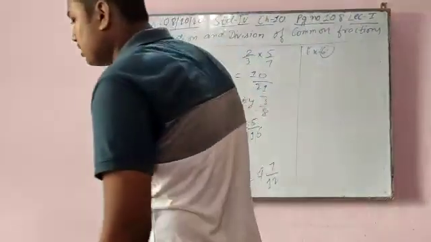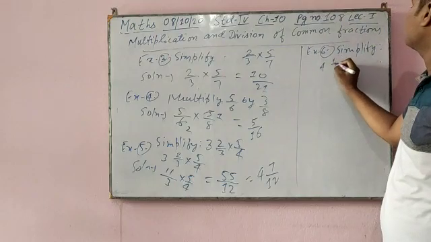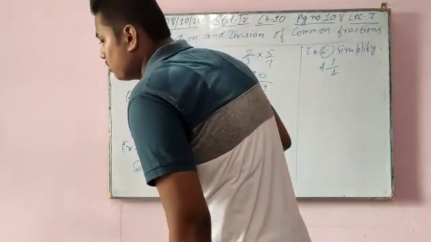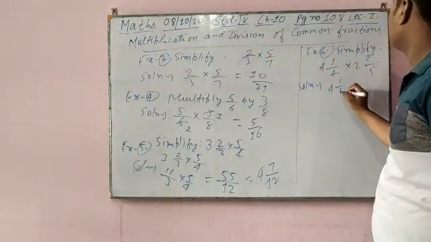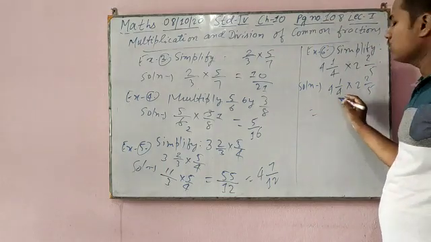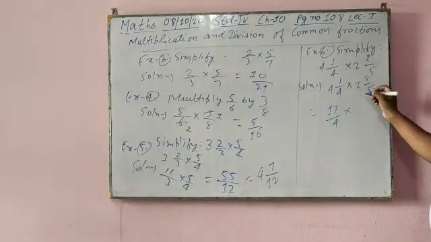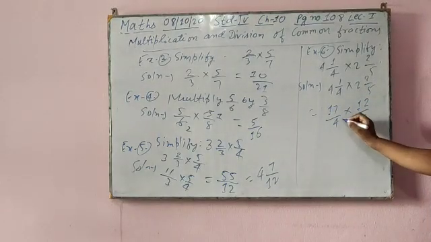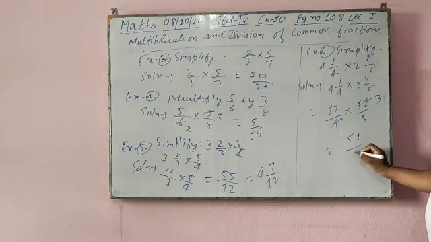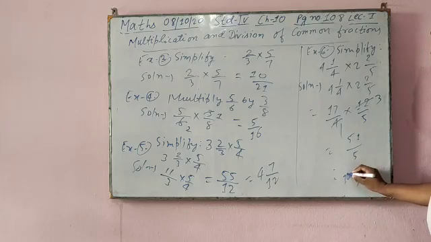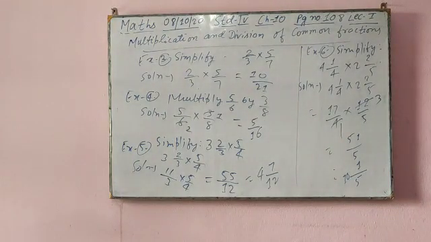Come to example number 6. Simplify 4 whole 1 by 4 into 2 whole 2 by 4. Come to solution. 4 whole 1 by 4 into 2 whole 2 by 4. Change into improper fractions. 4 into 4, 16, plus 1, 17 by 4. 5 into 2, 10, plus 2, 12 by 5. So you can cut. 4 times 1, 4, 4 times 3, 12. Now 17 into 3, 51. 1 into 5, 5. Change into a mixed fraction. So 10 whole 1 by 5. So with the help of this example, you can easily solve.